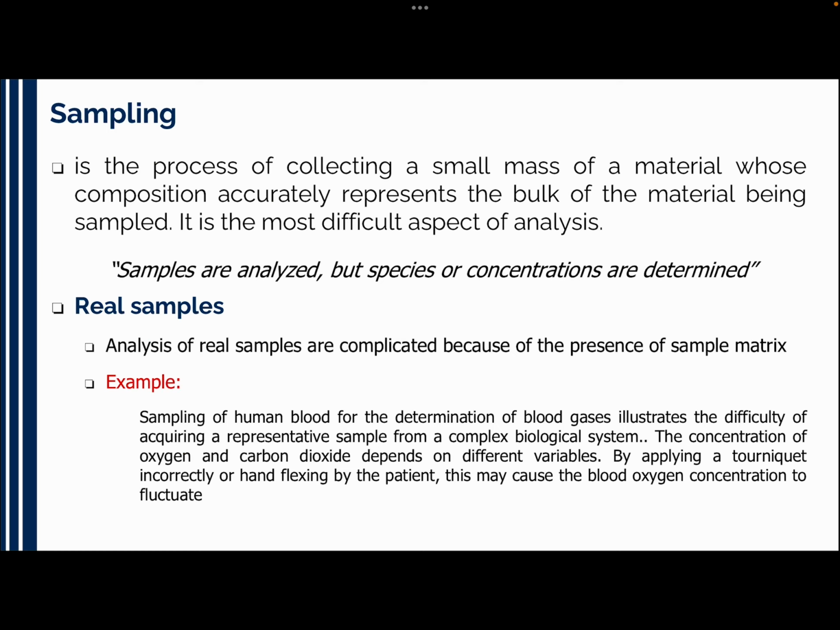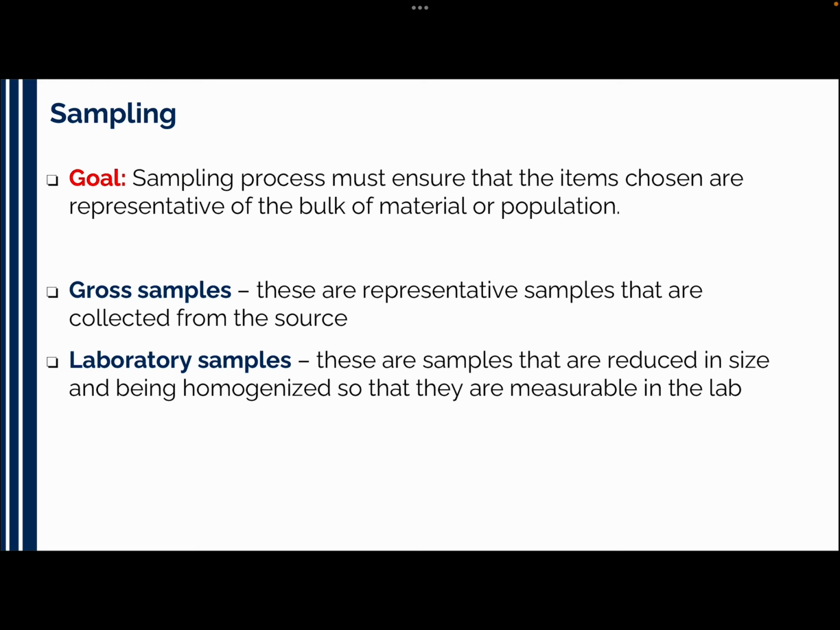So example, sampling of a human blood for determination of blood gases illustrates the difficulty of acquiring representative sample from a complex biological system. So the concentration of oxygen and carbon dioxide depends on the different variables. So by applying a tourniquet incorrectly or hand flexing by the patient, this may cause the blood oxygen concentration to fluctuate. So mao nang some other kay naay mga techniques in withdrawing mga blood samples. So the goal of the sampling is to ensure that the item chosen kay representative siya sa bulk of the material.